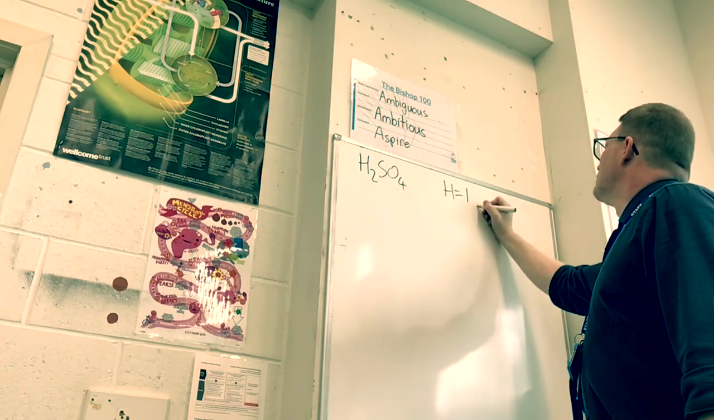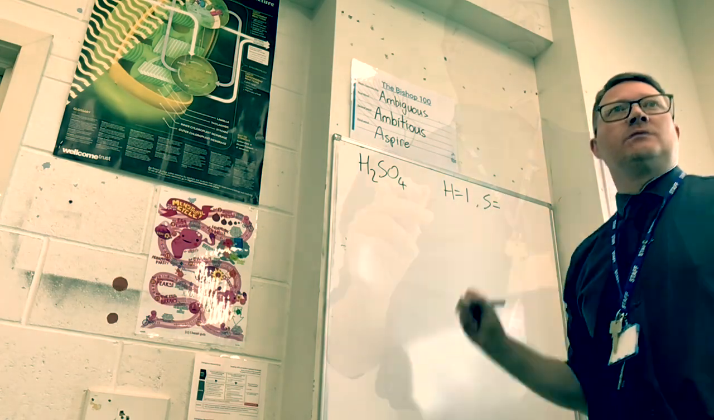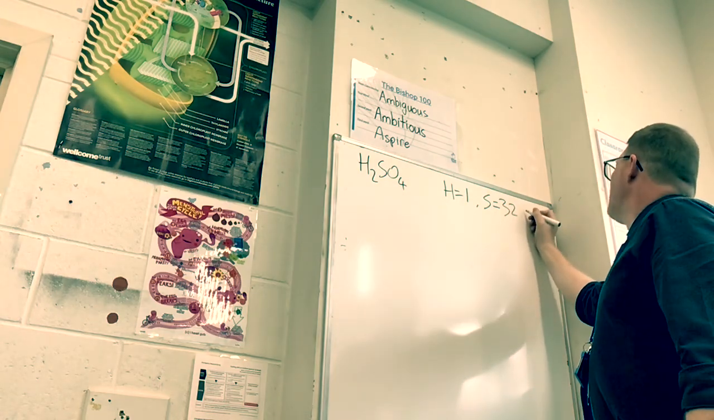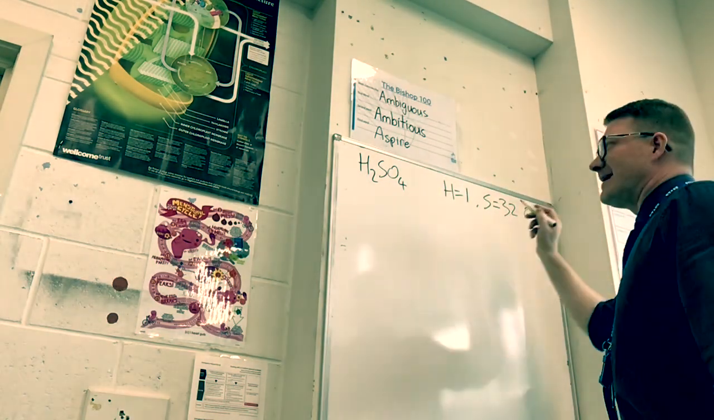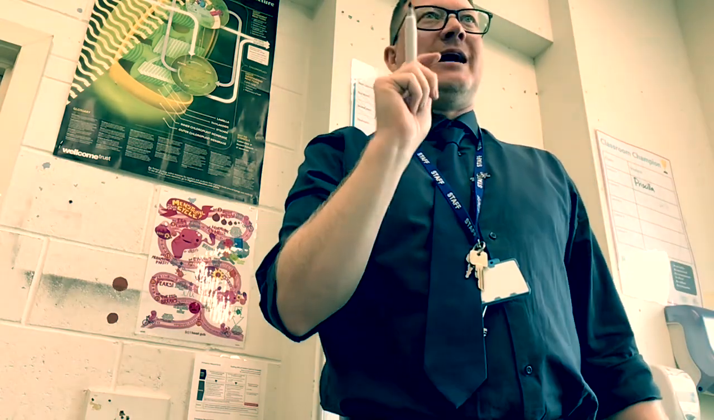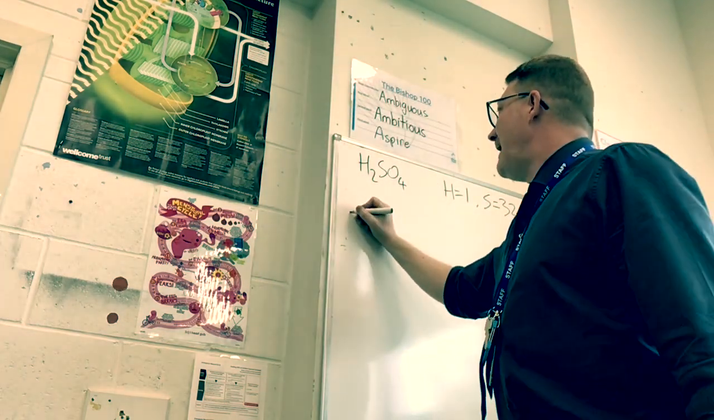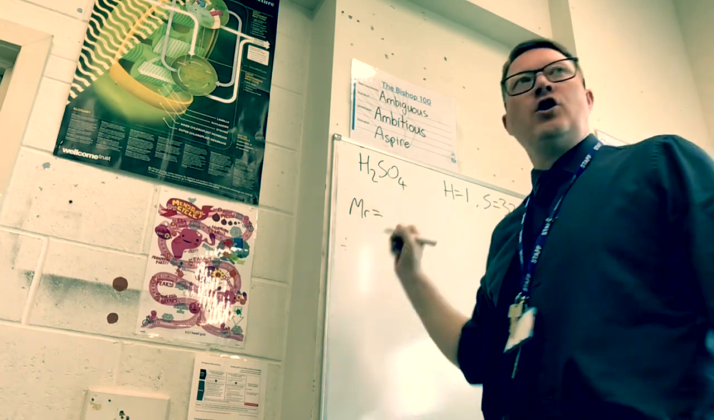Right. What's the relative atomic mass of sulfur? 32. Right. And what's the relative atomic mass of oxygen? 16. Right. So I know what all my individual atoms are worth. Okay? Now I need to work out the MR of the whole compound.